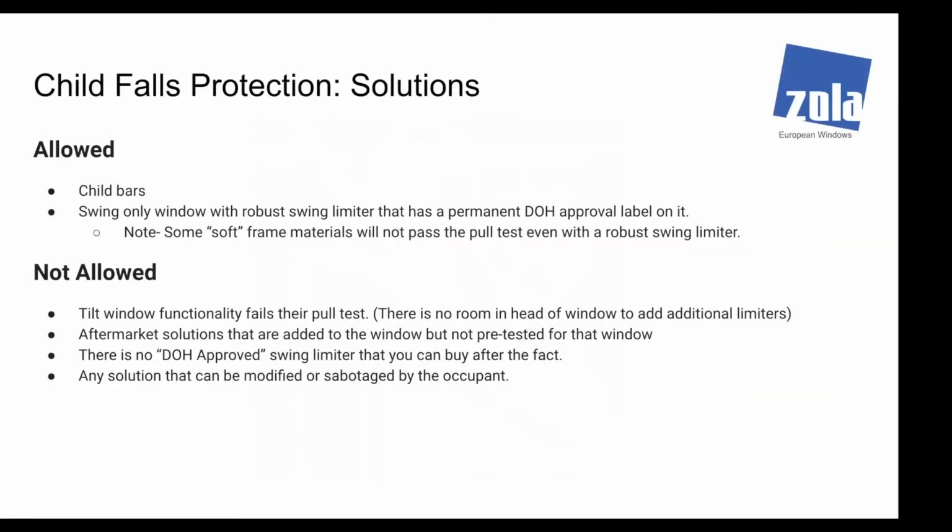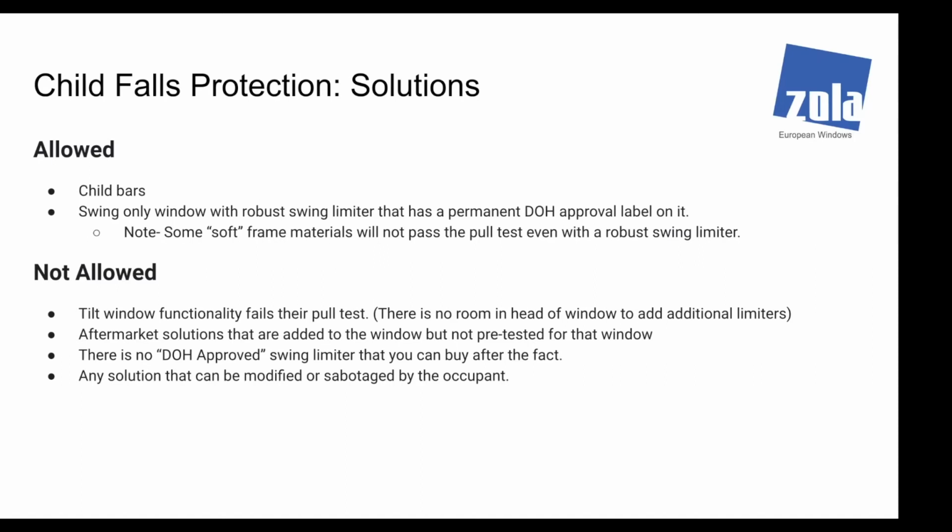So child falls, what's allowed? Child bars, always easy. Swing-only windows with a robust swing limiter. It has to have a label, and the label has to be stamped and unremovable. It has to have screws that are tested as part of it and provided with it, one-way install, so they can never be removed. Very permanent. And soft frame materials like UPVC and some softwoods may not ever be able to get DOH approval because there's no way to get a 150-pound screw in there to really sit. It's two screws. It's very limited.